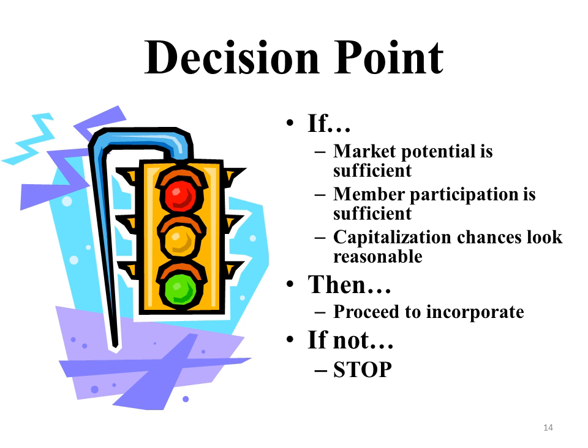So once again, this is the next decision point. If the market potential looks sufficient, if member participation is still sufficient, if your capitalization chances look reasonable, then you would proceed to the next stop of incorporation of the business. If not, stop, and that's okay. You may save yourselves lots of money and heartache if you just can't pull together a good business plan based on the feasibility study, based on the interest of the group, and that's okay.